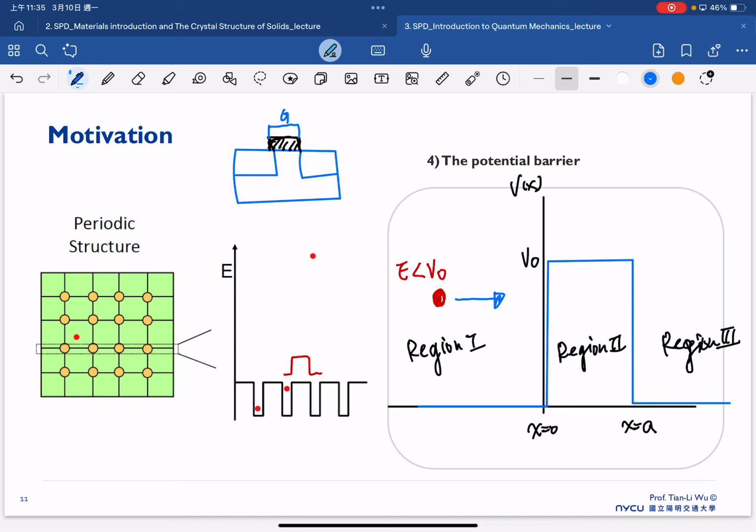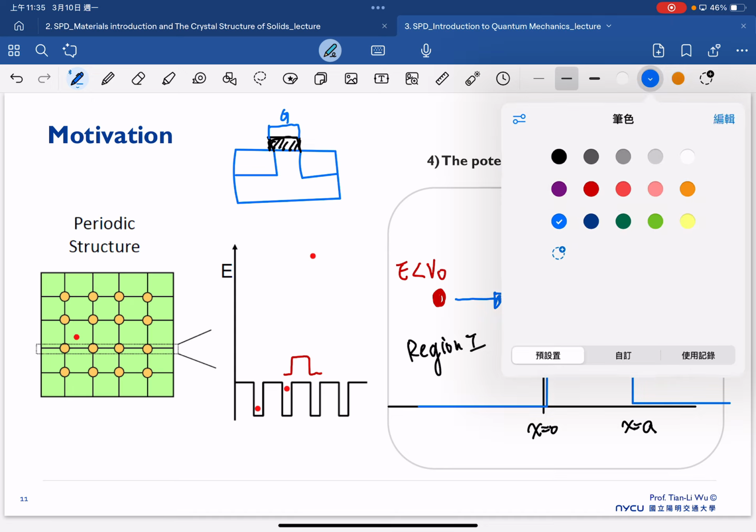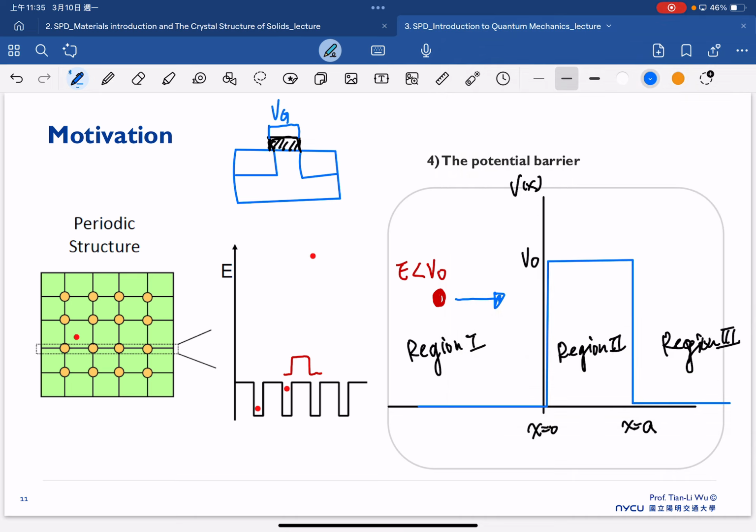What we have shown before is that once we apply the VG here, we have the formation of electrons in the channel. And now if you look at the position of the electron, the reality this electron faces is exactly the same case here.